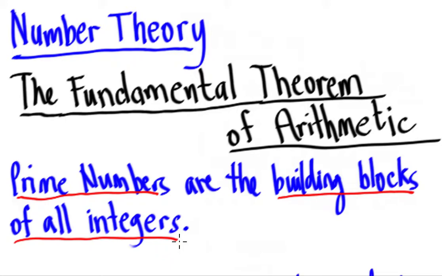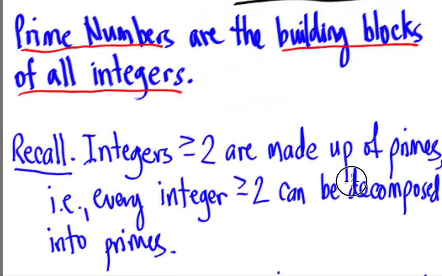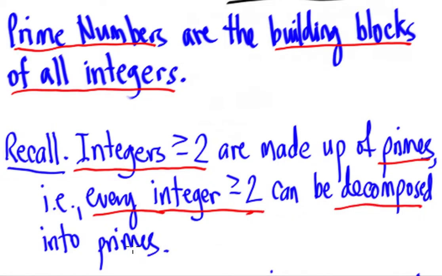And I want you to recall some statements we talked about videos ago. Recall that integers greater than or equal to 2 are made up of primes. That is, every integer greater than or equal to 2 can be decomposed into primes.